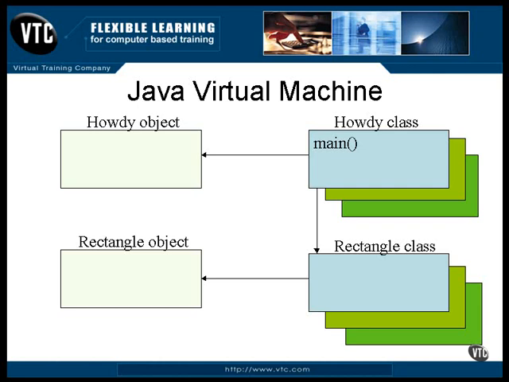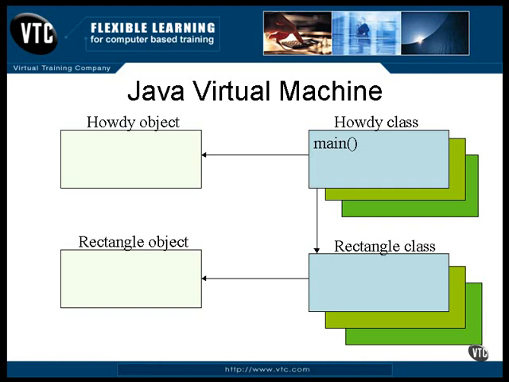Calls to any method in any class or object can cause new classes to be loaded and new objects to be instantiated. If you instantiate another object from a class that's already loaded, a new class is not loaded, but a new object is created based on that class definition in memory.